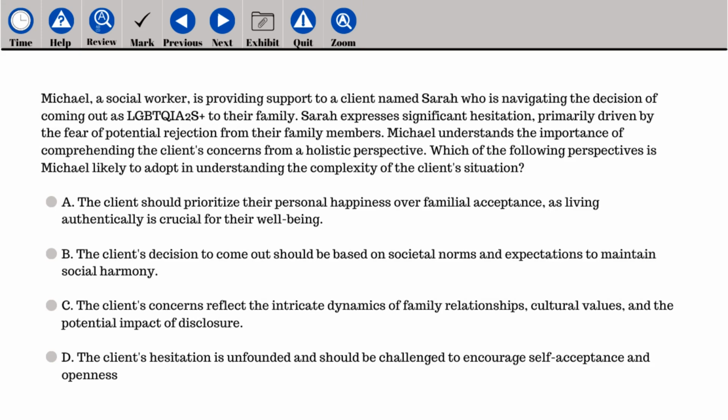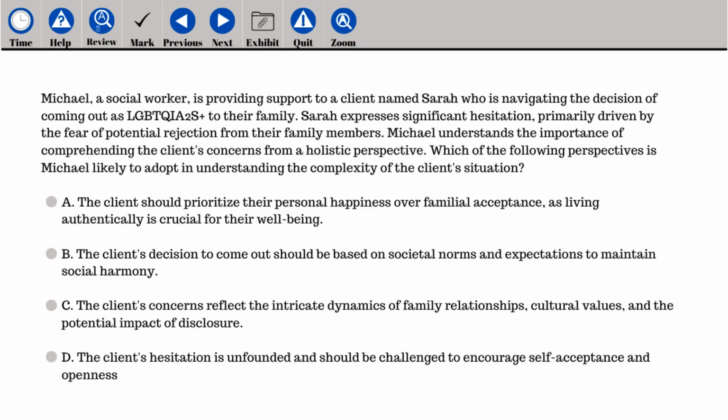Michael, a social worker, is providing support to a client named Sarah who is navigating the decision of coming out as LGBTQIA2S+ to their family. Sarah expresses significant hesitation, primarily driven by the fear of potential rejection from their family members. Michael understands the importance of comprehending the client's concerns from a holistic perspective. Which of the following perspectives is Michael likely to adopt in understanding the complexity of the client's situation?